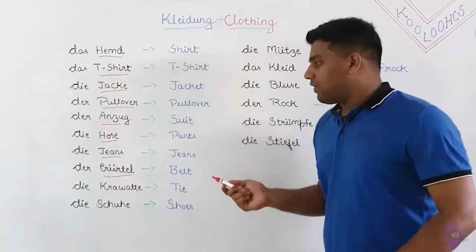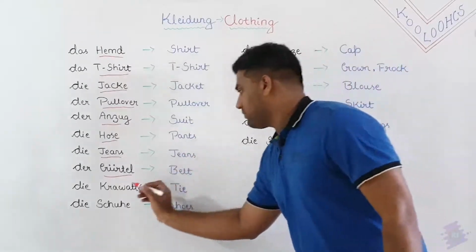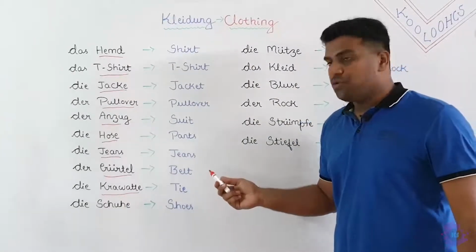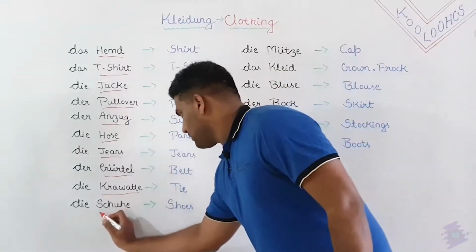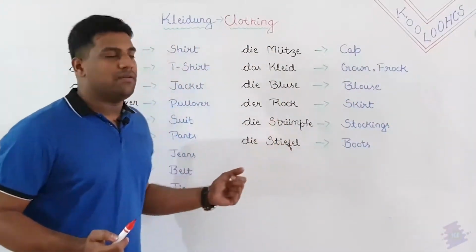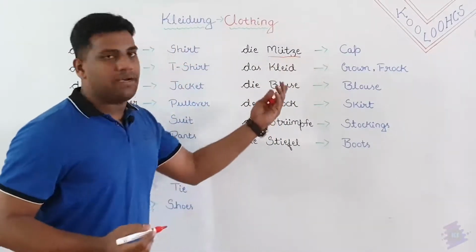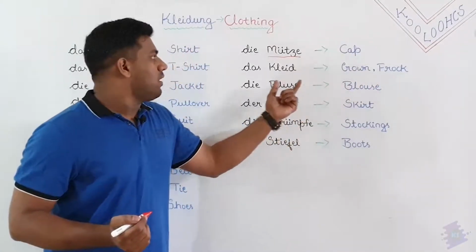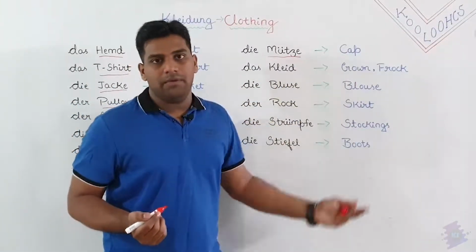Next is tie. Tie is called Krawatte, with the article die Krawatte. And next is shoes. Shoes is called Schuhe, die Schuhe. And next one is cap. Cap is called Mütze, die Mütze. Cap or hat is called Mütze. And next is gown. Gown or frock, both are called Kleid. It has the article das Kleid. Meaning it can be gown or it can be frock.